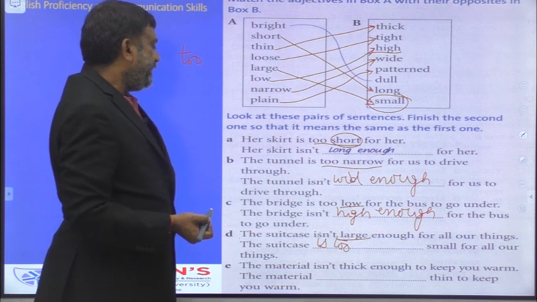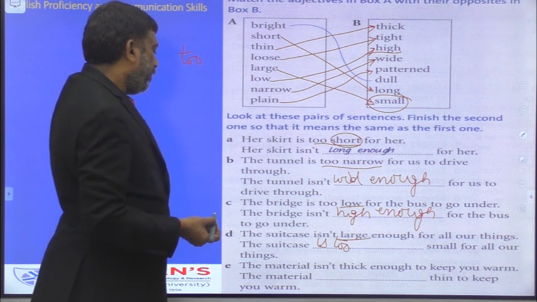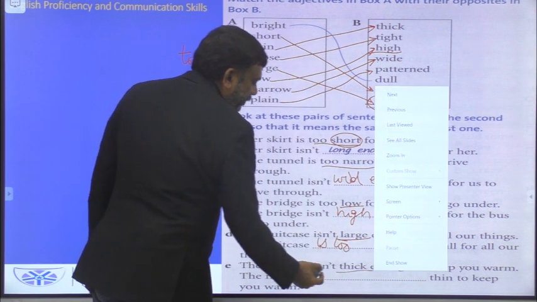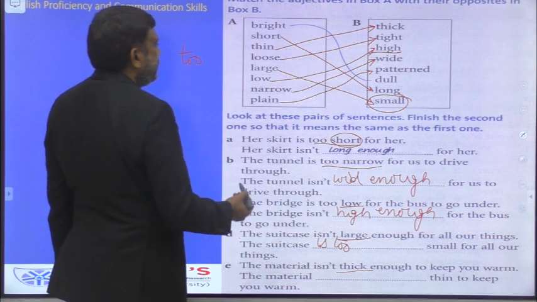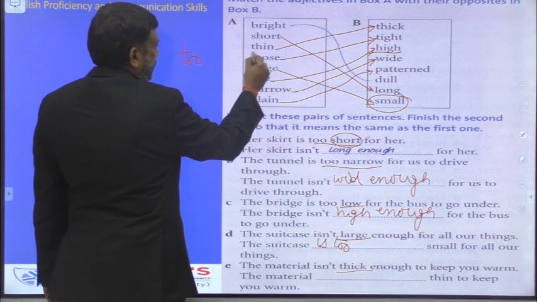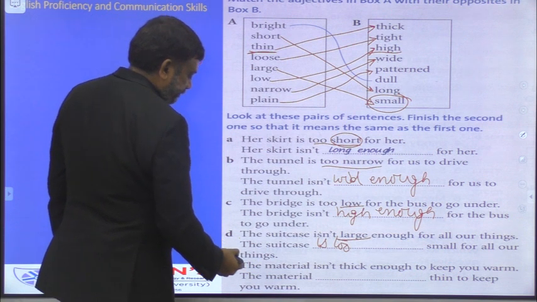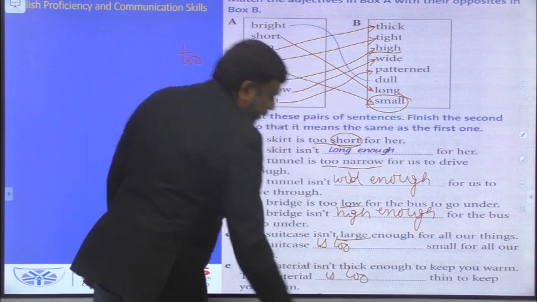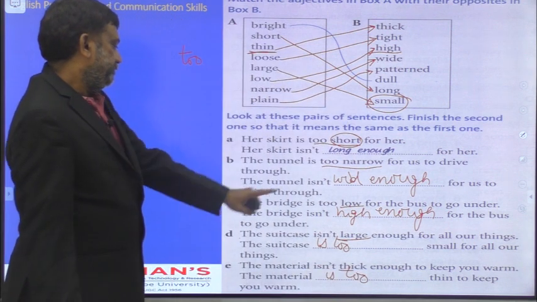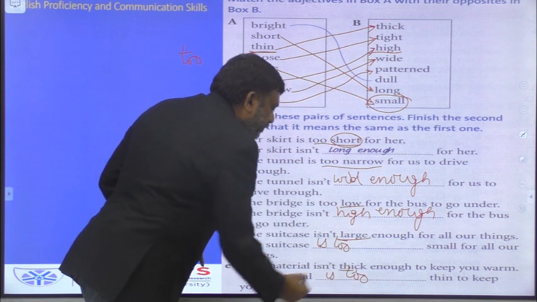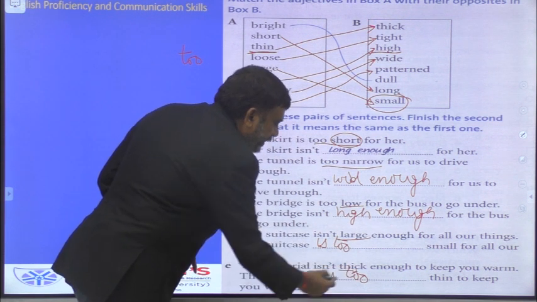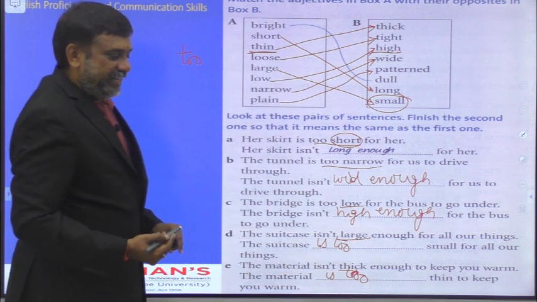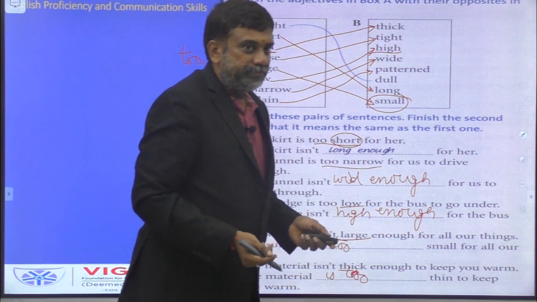The material isn't thick enough to keep you warm. Here the material isn't thick enough. What is the thing that we need to use here? What is the opposite of thick? Here we need to use thin. The material is too thin. It is not "two", it is "too". Too thin. It is too thin to keep you warm.